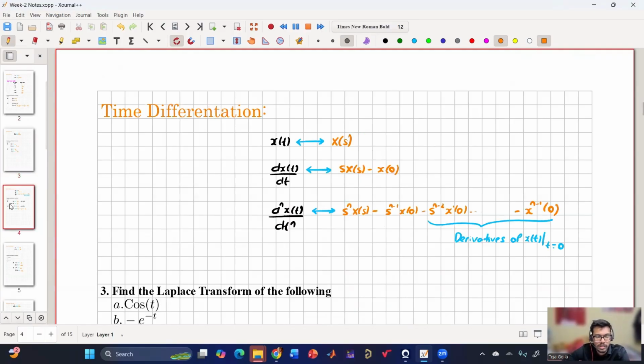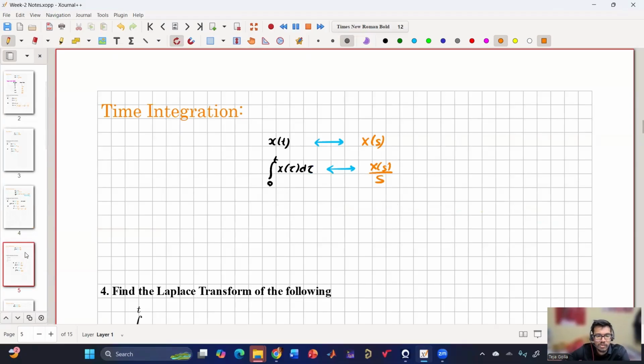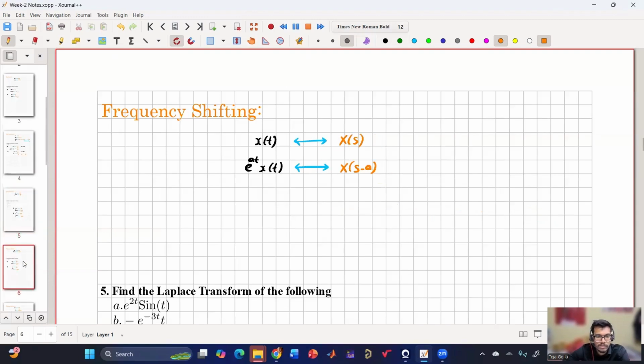For time differentiation, x of t, if it is x of s, then for dx of t by dt, we have s into x of s minus x of 0. For time integration, if we have x of t, x of s, then integral from 0 to t of x of tau d tau is x of s by s. Similarly, for frequency shifting, if it is x of t, x of s, then e to the power at into x of t is x of s minus a.